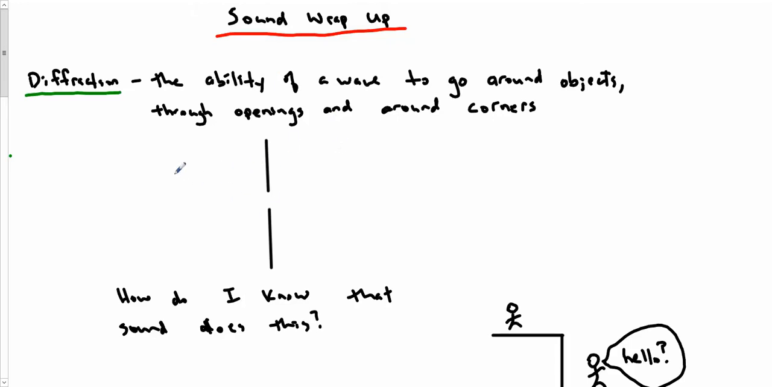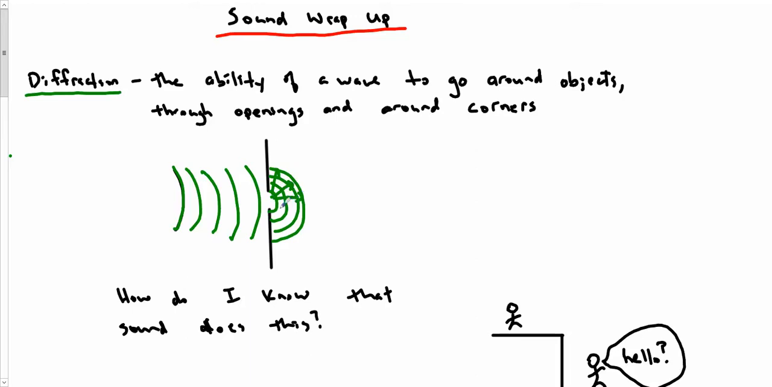So if I have a wave, I'm getting the green I want, here we go. If I have a wave headed towards this wall with a small hole in it, when it gets here, the wave actually will spread out in all directions. It doesn't just go straight through the opening. It's like starting a bunch of new mini waves headed out in all directions.